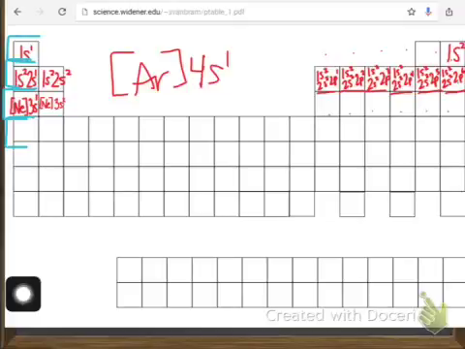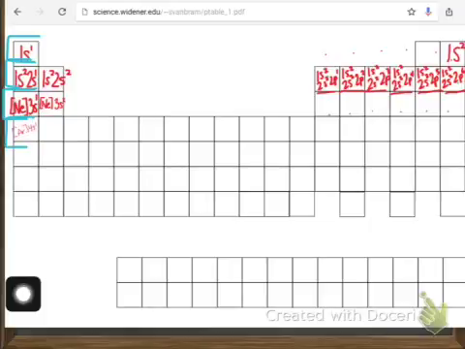Could it? Yes, it actually could. It could, and it is. Every single element in the first group, so in group 1, and that is these guys, is going to end with a something s1.